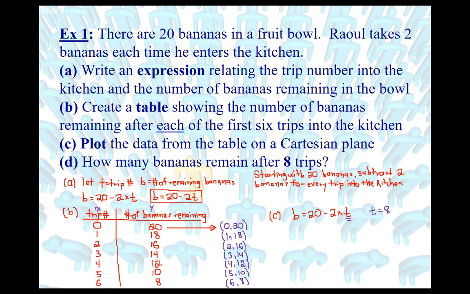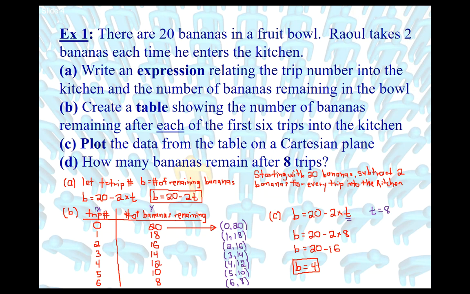Okay, so let's plug this in. Then b would be equal to 20 minus 2 times 8. Okay, careful with the order of operations. We don't want to do the subtraction first. We want to do the multiplication. So we're going to do 2 times 8 first. So this would be 20 minus 2 times 8, which is 16. And then 20 minus 16 would just be equal to 4. So that means after 8 trips, you would have 4 bananas left over.